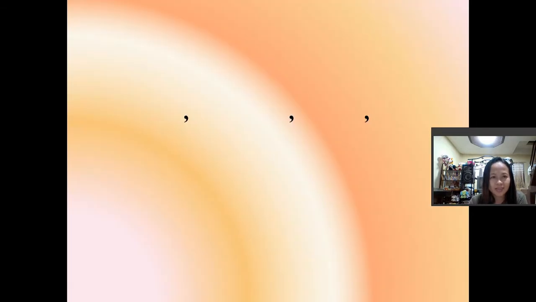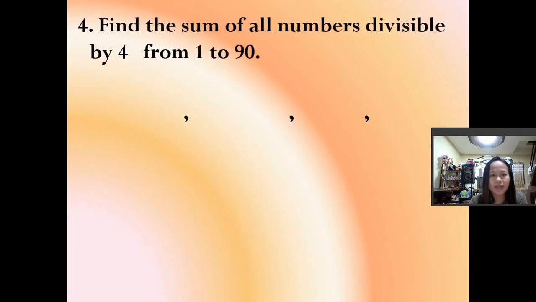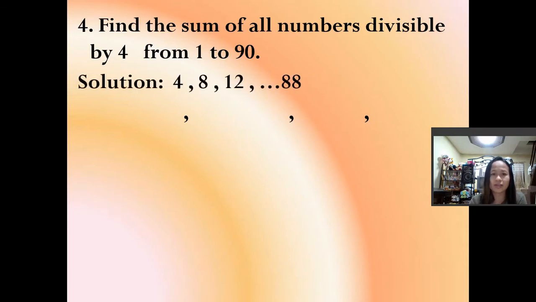Okay? Next problem. Find the sum of all numbers divisible by 4 from 1 to 90. Take note, numbers that are divisible by 4 from 1 up to 90. Is 1 divisible by 4? Obviously not. How about 2? It's not. 3, of course, it's also not divisible by 4. So our first term here is 4, since 4 is divisible by 4, followed by 8, followed by 12, up to 88.